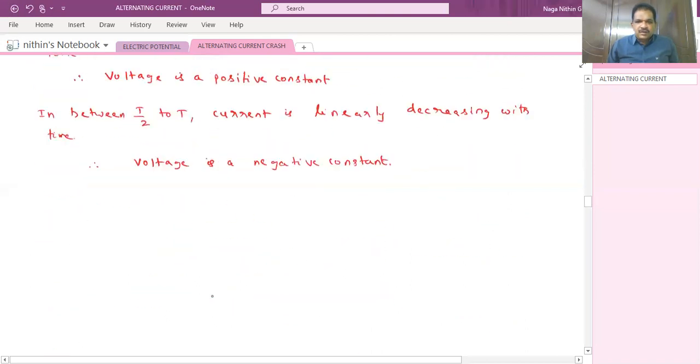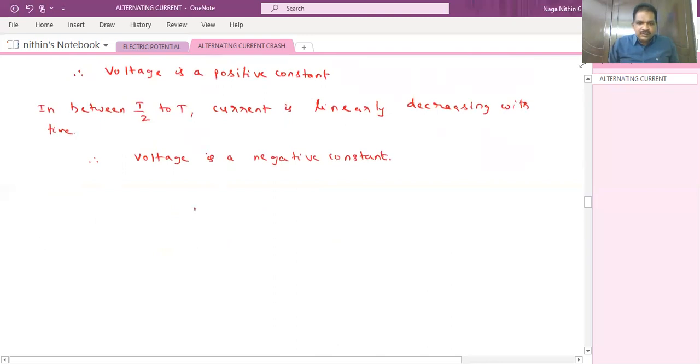So how the graph shape will be: up to T by 2, it is like this. Here voltage, here time.